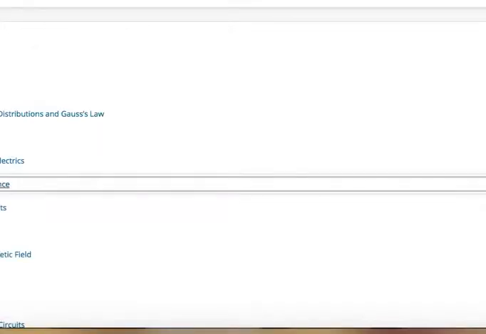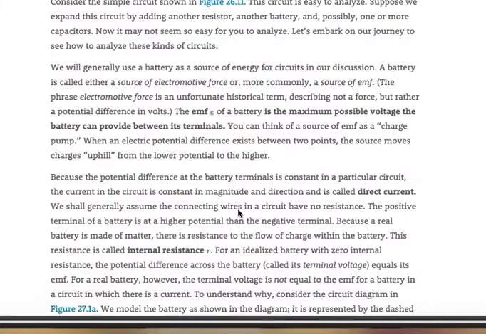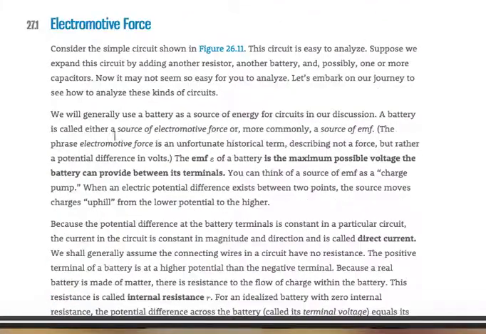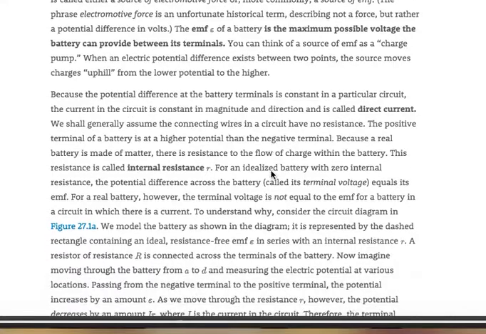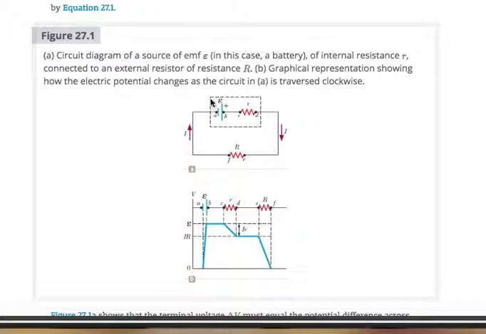Next chapter, DC circuits. So the electromotive force of a battery is the maximum possible voltage the battery can provide between its terminals. In other words, it is the potential difference when there is no current running. If a battery has internal resistance, you would put that battery with its EMF in series with a resistor. And then that would come out and be the rest of the circuit.